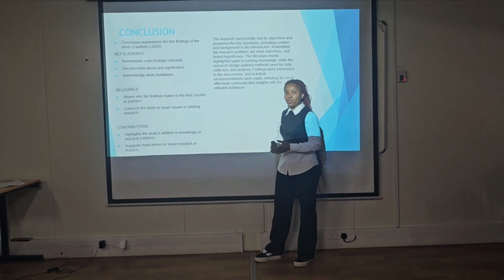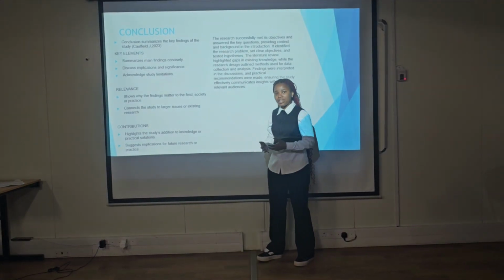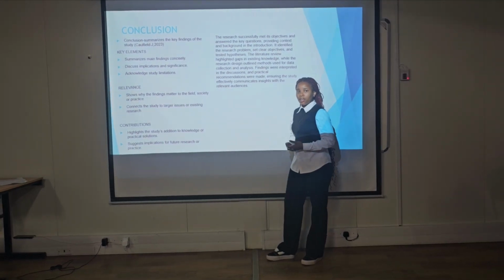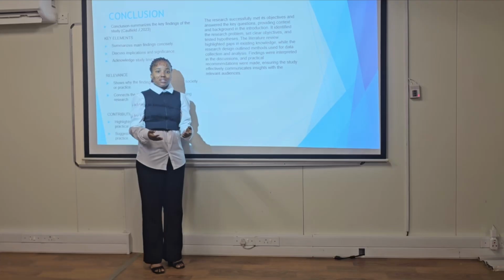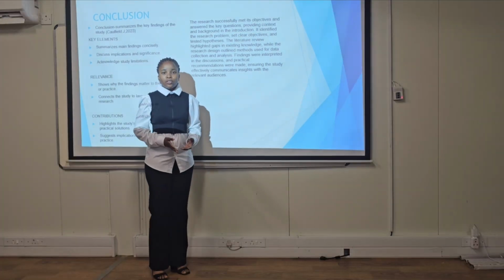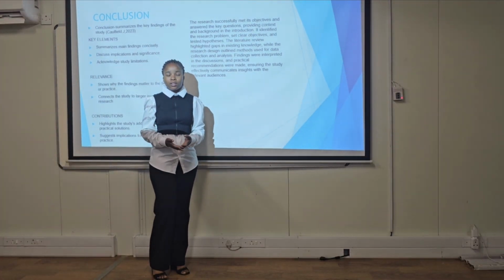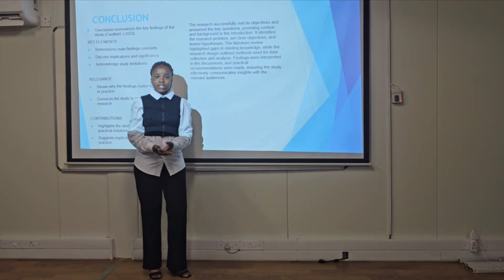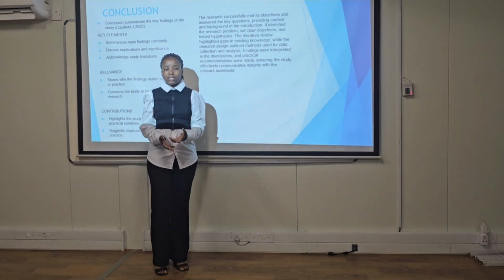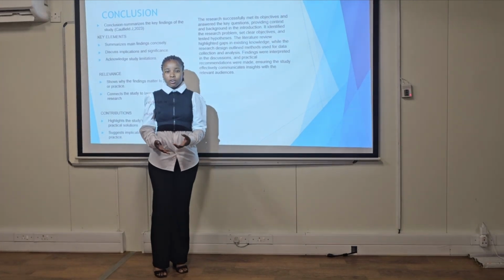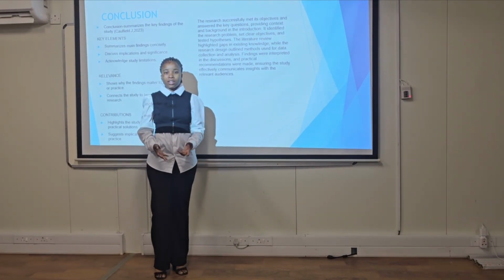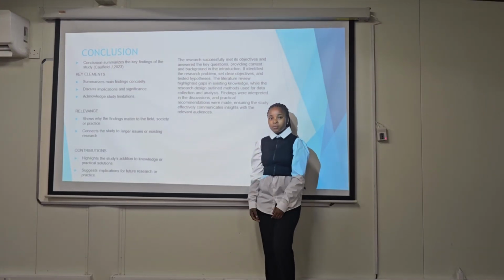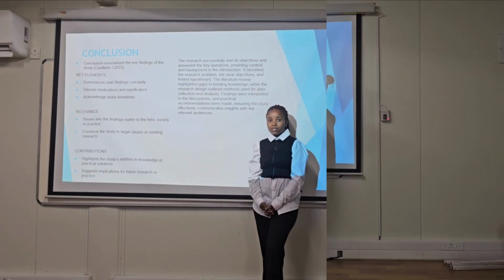The key elements of a conclusion is that it summarizes main findings concisely, it discusses implications and significance, it acknowledges study limitations. Successfully met its objective. The literature review highlighted gaps in existing knowledge, while the research design outlined the method used for data collection and data analysis. Findings were interpreted in the discussions and practical recommendations were made, ensuring that the study effectively communicates. Research successfully met its objectives by answering the key questions.